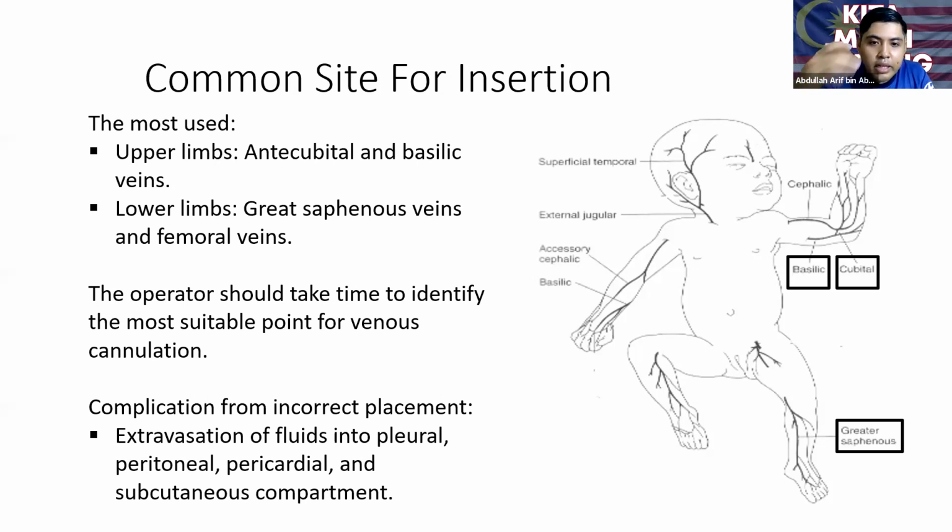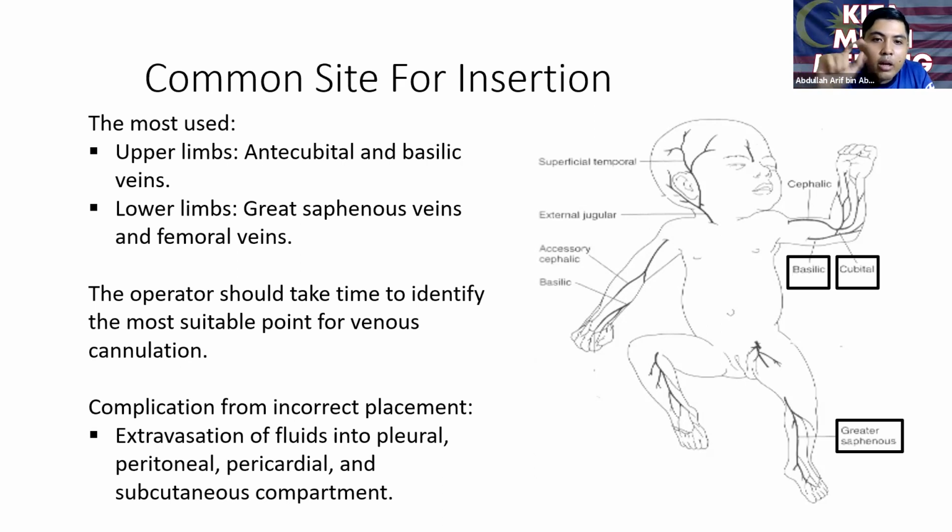And then please be careful because some veins are in close proximity to arteries. So as a doctor, we need to know how to differentiate arteries and veins, because if we put it wrongly, the complication is extravasation of fluid into the pleura, peritoneum, pericardium, and can lead to subcutaneous compartment. So it will cause a problem to the baby.